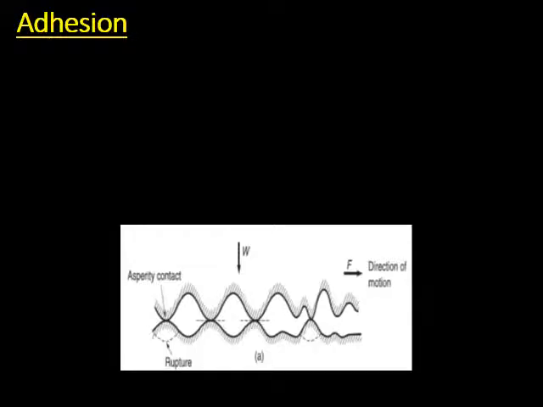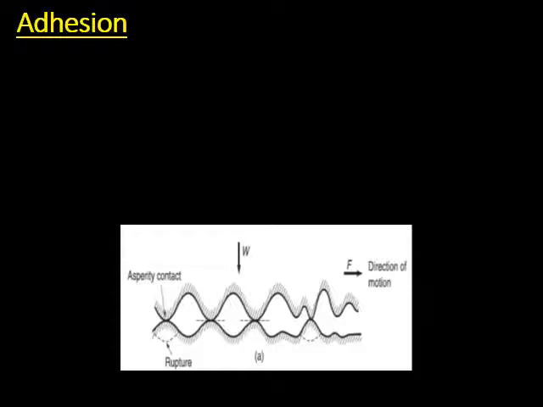What is adhesion? Whenever two surfaces are loaded, although the surfaces look to be flat, if we see at the microscopic level, there will be peaks and valleys on the surfaces which are termed as asperities. You can see in the figure the asperities of one surface are in contact with the other surface.